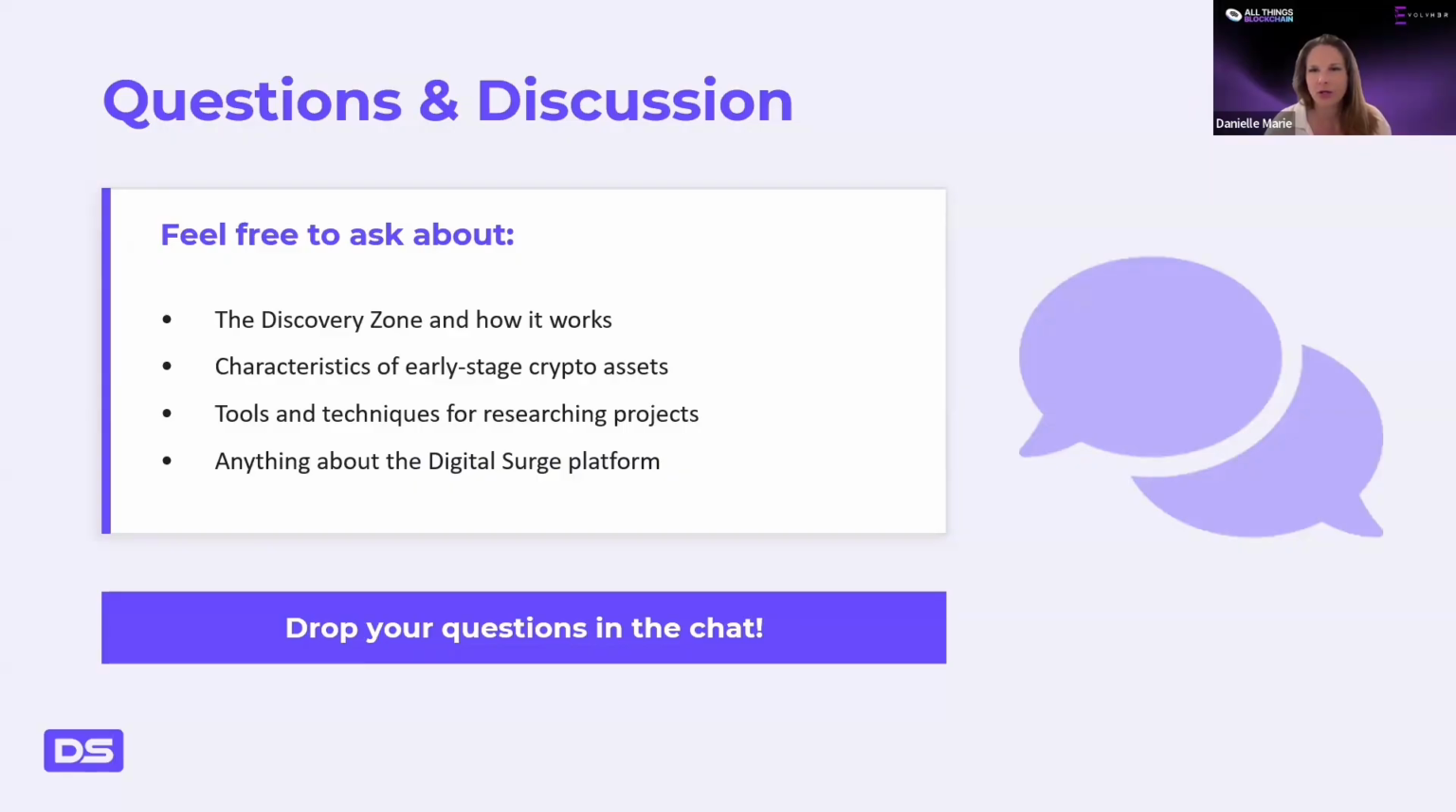They asked, does Digital Surge filter some of the projects before listing on your platform? Are there any criteria for projects to be listed? Yes, we do have a full listing process. So, how that would work. Sorry, I just got to stop sharing.